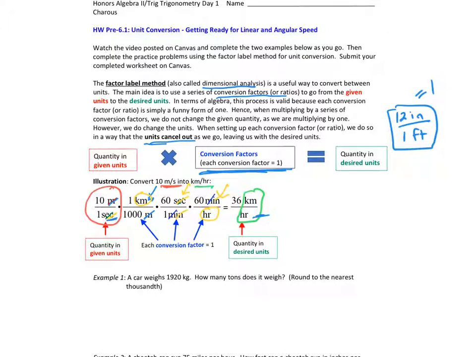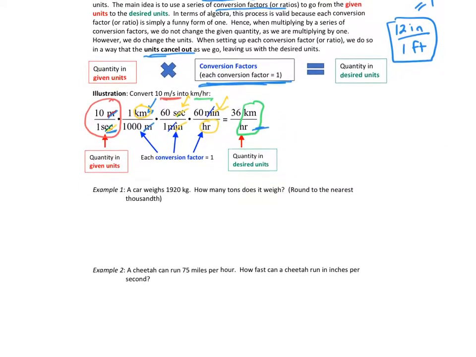Let's do 2 examples together, and please complete those examples with me because you're going to submit that with your assignment. So here we have example 1. A car weighs 1,920 kilograms, and we want to know how many tons does it weigh. So we're trying to go from kilograms, so I'm going to start writing that out here. 1920 kilograms, I'll put that over 1. And at the end, we need to get to tons.